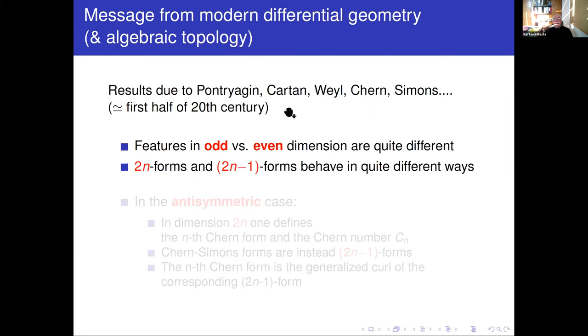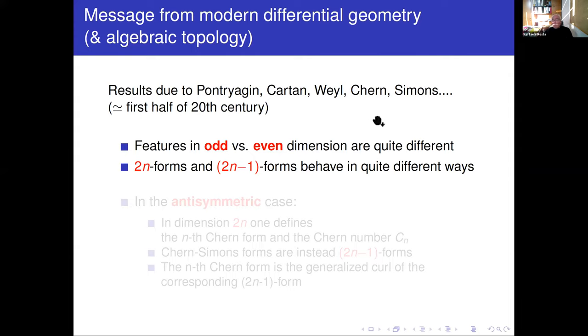Now, modern mathematics knew this very, very long before physicists, as often happens. That is, the modern differential geometry developed in the first half of the 20th century with results by Chern, Cartan, Weil, and Chern-Simons. In particular, the most important result by Simons came out, I guess, in 1974, the famous Chern-Simons paper.